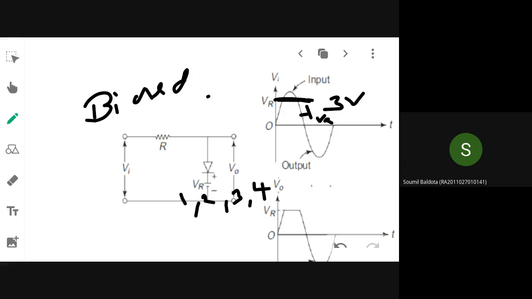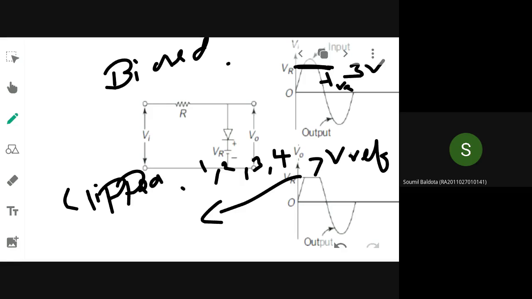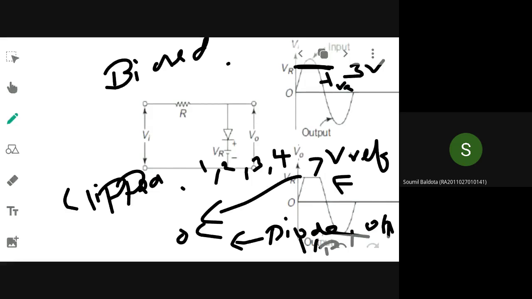If it is biased, the diode will be conducting only when the input voltage is less than V reference. Other times it will not conduct. This is a portion where it is greater than V reference that is being clipped, and under this portion it will conduct. The diode will be connecting the input to the output, and during this portion you are able to get the output. That is the difference between biased and unbiased clipper.